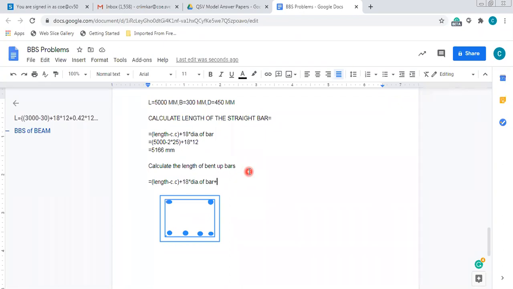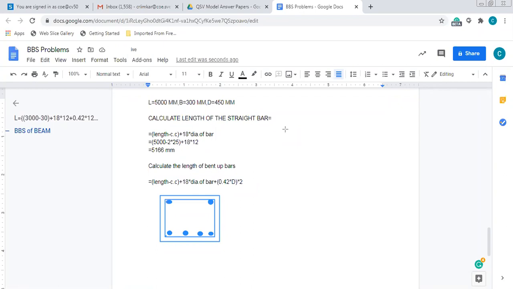Okay, so our formula to calculate the additional length is nothing but 0.42 into D, capital D, correct? So this formula we are going to use, but again for this case we have to multiply this by 2. Why by 2? Because if you see the bars which are going to bent up as far as your beam is considered.